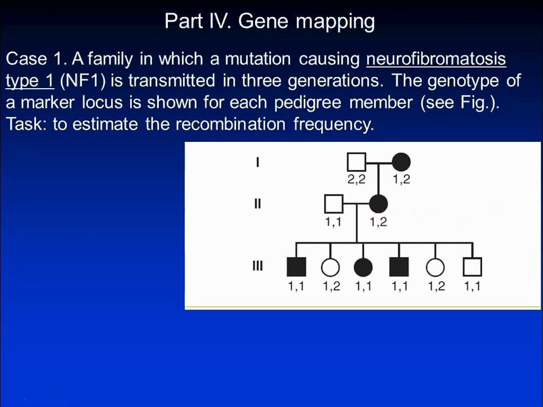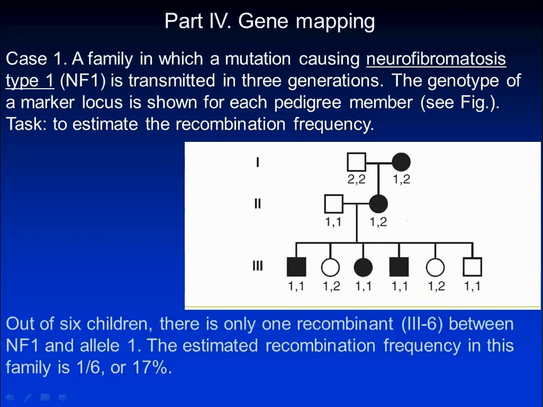To estimate the recombination frequency, we need to count the number of children in whom the disease allele and allele 1 are not in coupling, or the disease allele and allele 2 are not in repulsion. Of her 6 children, only in 1 child, the disease allele and allele 1 are not in coupling. Therefore, the recombination frequency in this family is 1/6.